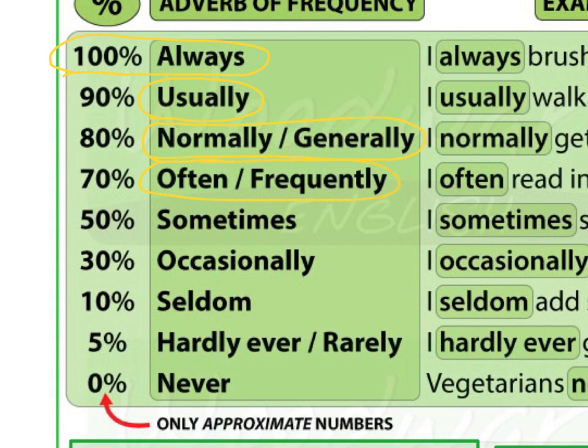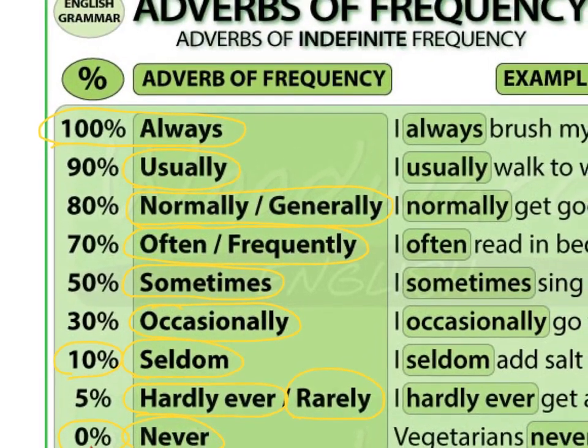About half the time, right in the middle, we say sometimes. A little bit less than that, we say occasionally. If it's not very often, see this is 10%, we say seldom. Seldom and rarely mean about the same thing. Both of these mean hardly ever. And then if it's 0%, not once, then we say never. All of these are called adverbs of frequency.